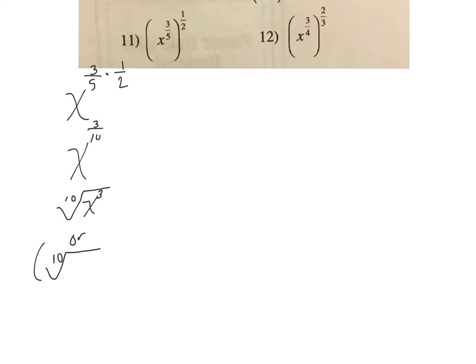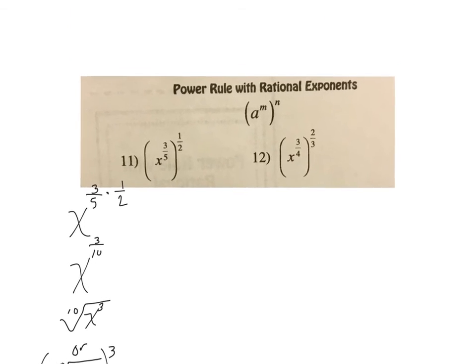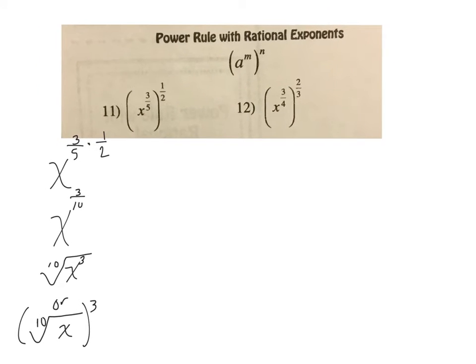All right, so parentheses, 10th root of x, all raised to the 3rd power. Good. All right, what about number 12? Do the same thing. X raised to the 3/4 times 2/3. Some of you are going to multiply straight across and then simplify. Some of you are going to be a canceller of numbers.